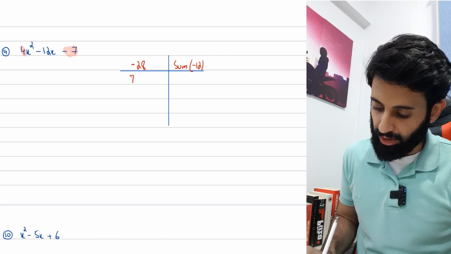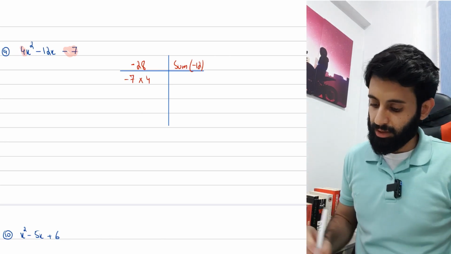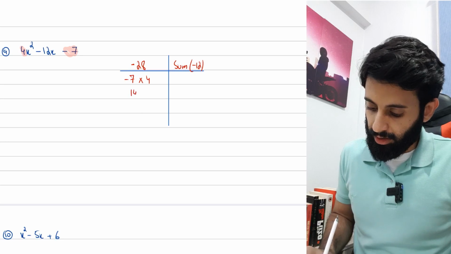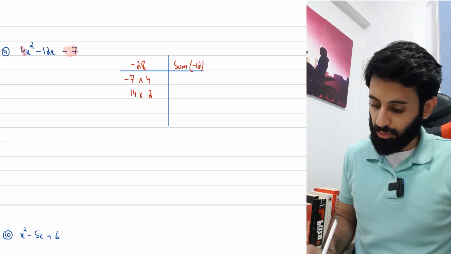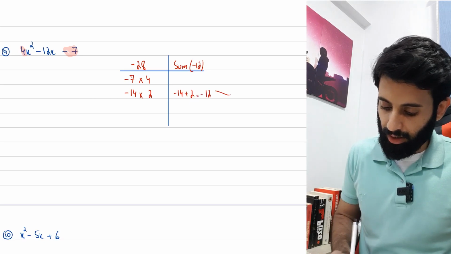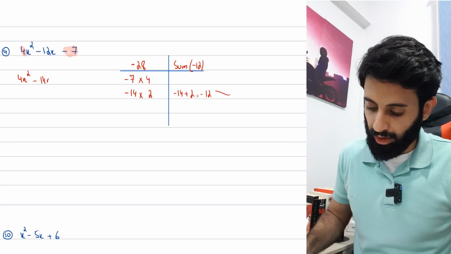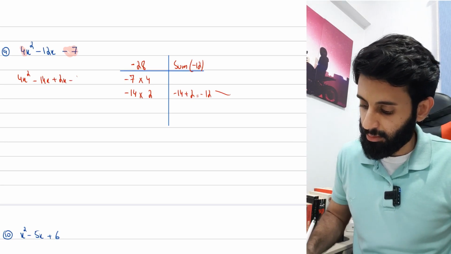Okay, so let's do a bit of trial and error. 7 times 4, minus sign with 7, but that's not going to do us any good. Let's do 14 times 2. This should work because minus 14 plus 2 is equal to minus 12, and there you go. So we're looking at 4x squared minus 14x plus 2x minus 7.